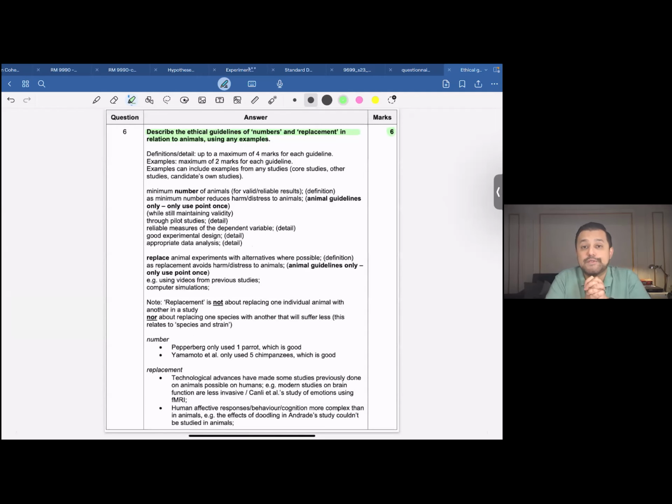I hope this has helped you revise the ethical guidelines that are to be kept in mind by researchers while they conduct their research on animals. I hope this has helped. Thank you.